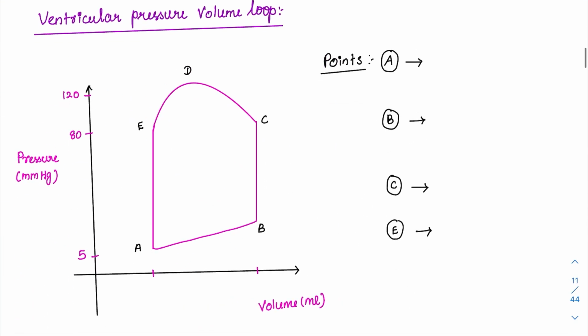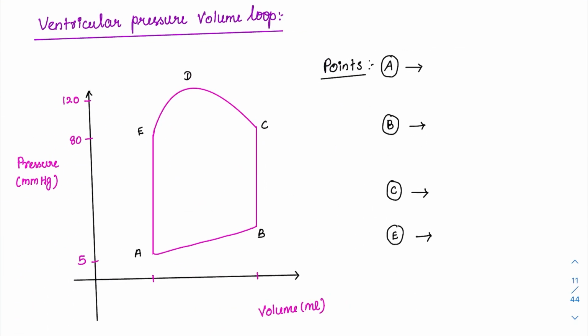Now coming to the pressure volume loop, here they have represented the same cardiac cycle, but with the volume along the x-axis. Here again we have to concentrate on what is given in the x-axis. The volume is given in the x-axis and the pressure is given in the y-axis. Now you just have to remember and tell what all the events are.